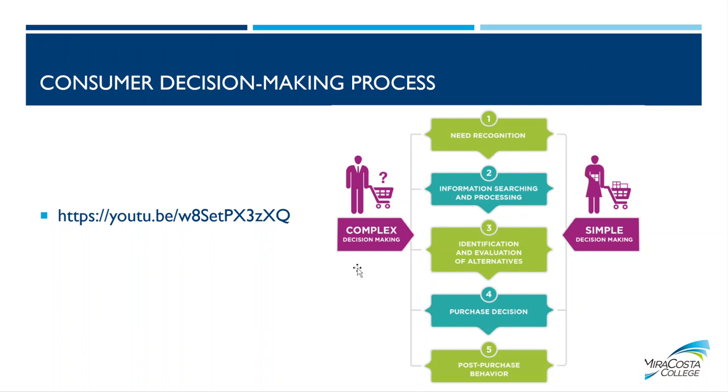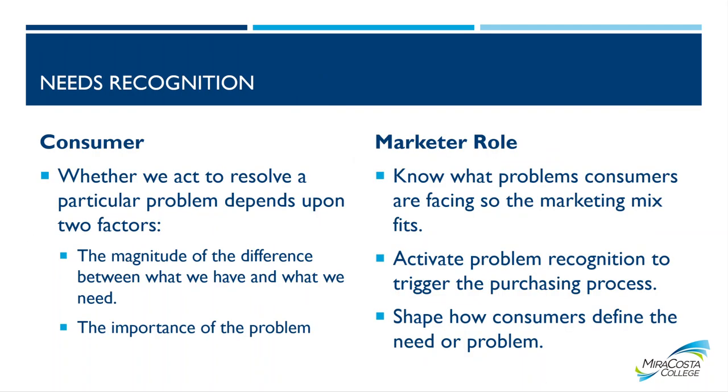So we have complex decision making and we have simple decision making. I'll start with 1, need recognition, information searching and processing, identification and evaluation of alternatives, purchase decision, and post-purchase behavior. So need recognition for the consumer: whether we act to resolve a particular problem depends upon 2 factors. 1, the magnitude of the difference between what we have and what we need, and 2, the importance of the problem. A marketer's role is to know what problems consumers are facing so the marketing mix fits. Activate problem recognition to trigger the purchasing process and to shape how consumers define the need or the problem.